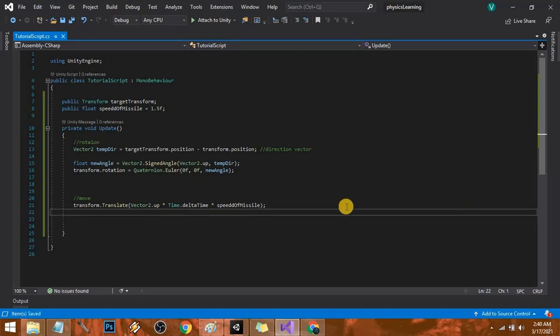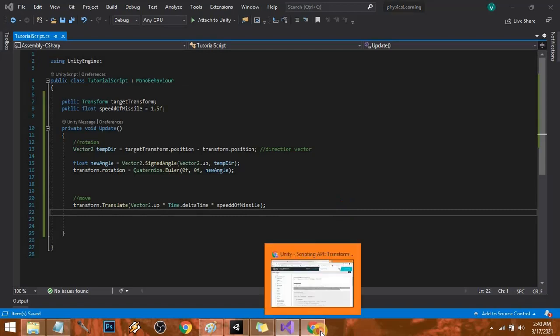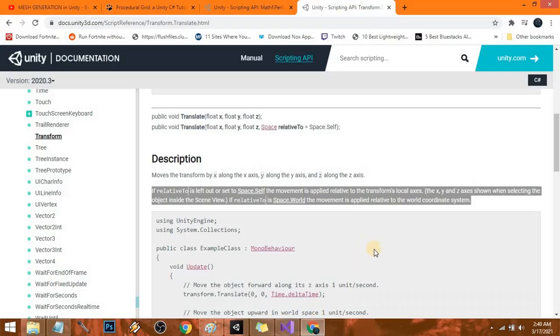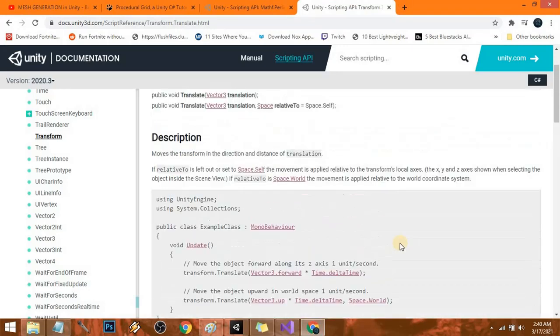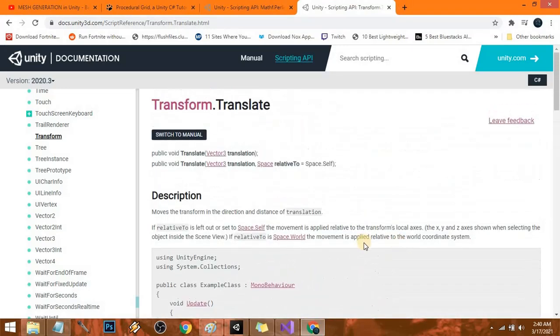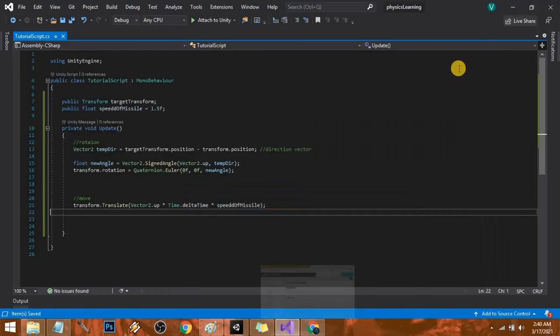If you want to know more about the transform.Translate method or how it really works, I will link the Unity documentation in the description. You can go ahead and check it out from there, because it will be really helpful if you look into it, and that will really help you a lot.